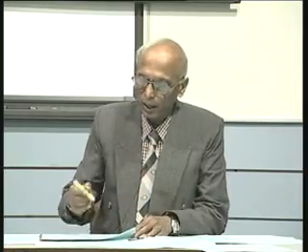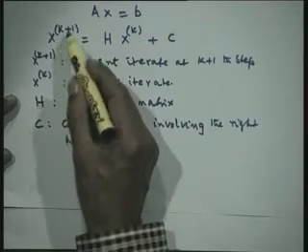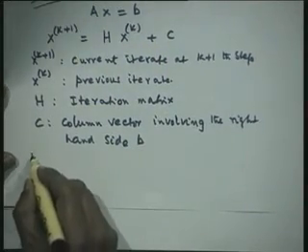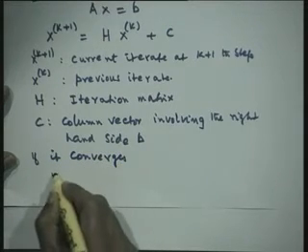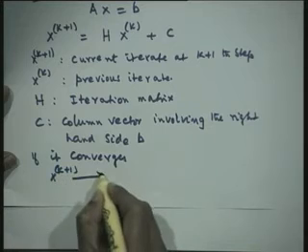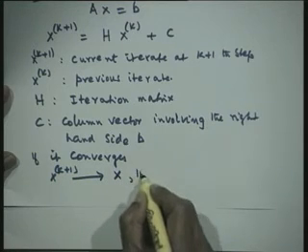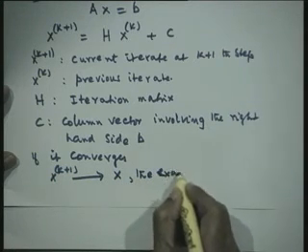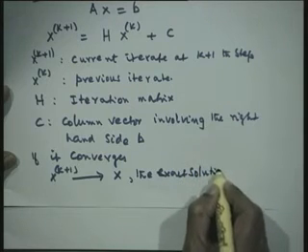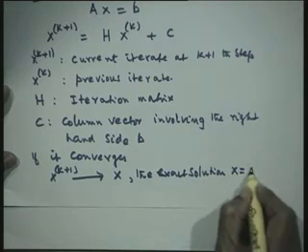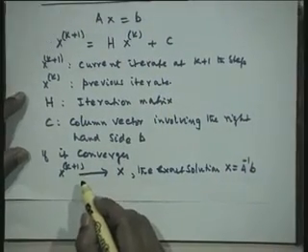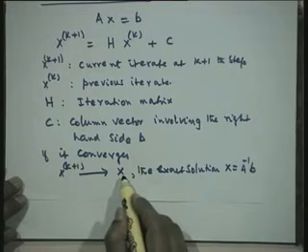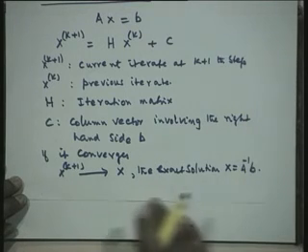If the iterative method is converging, then in the limit as k tends to infinity, this will tend to x. Therefore, if it converges, then x k plus 1 or x k will tend to x, the exact solution, which is x is equal to A inverse b. Therefore, if it converges, x k plus 1 would converge to this particular value, the exact solution x is equal to A inverse b.